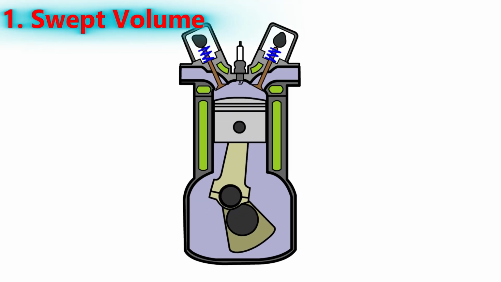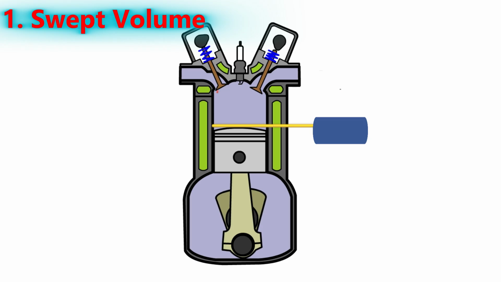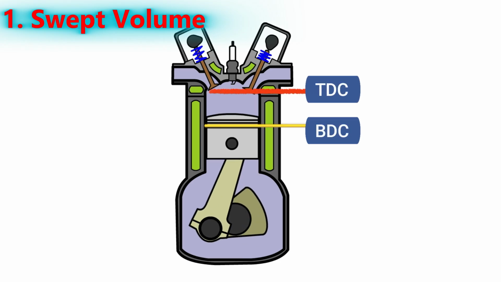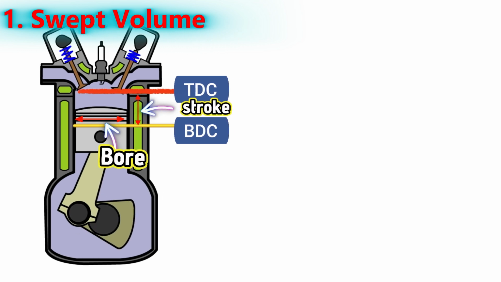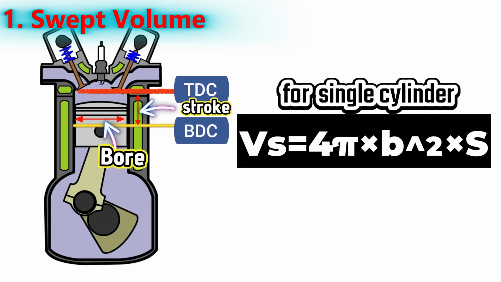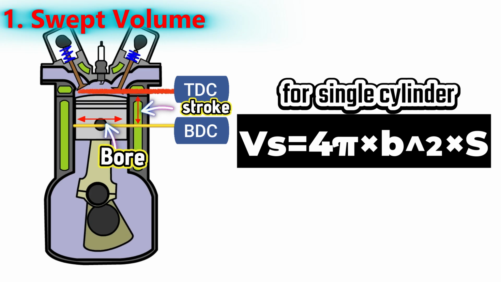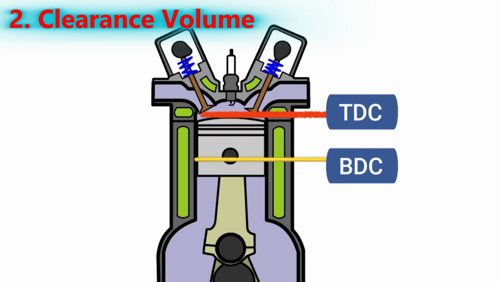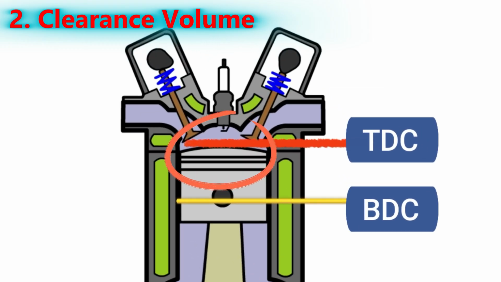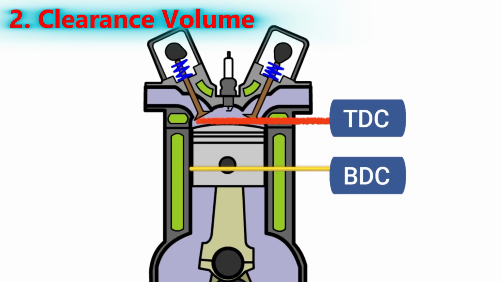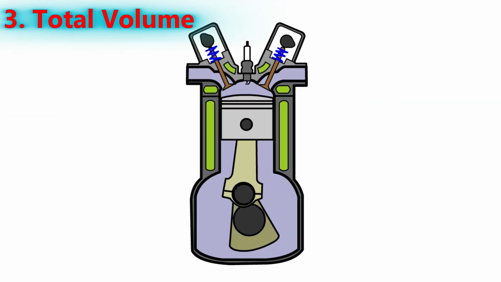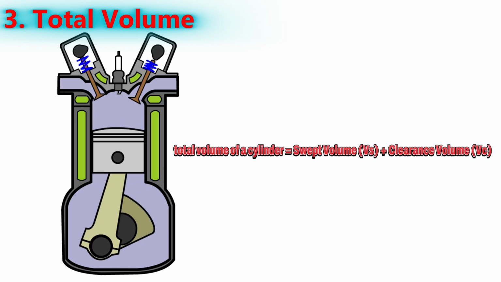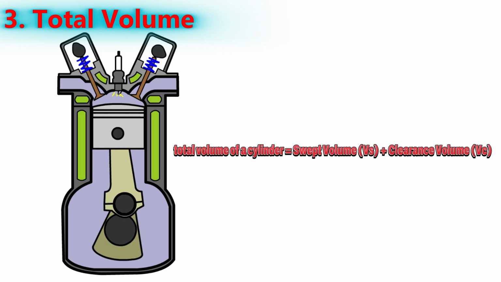1. Swept volume. This is the volume displaced by the piston as it moves from bottom dead center to top dead center. It's calculated using the bore and stroke, and when multiplied across all cylinders, it gives the total engine displacement. 2. Clearance volume. Even when the piston is at the top, there's still a small gap above it. That leftover space is called the clearance volume. 3. Total volume. This is the volume of the cylinder when the piston is at bottom dead center. It is the sum of the swept volume and the clearance volume.